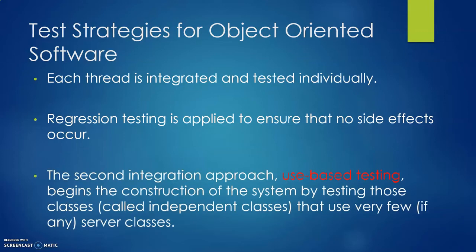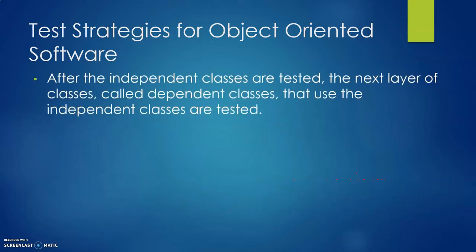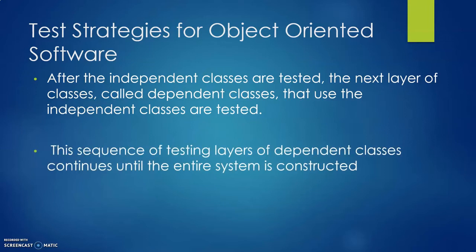The second integration approach is the use-based testing approach, which begins the construction of the system by testing those classes, called independent classes, that use very few server classes. After the independent classes are tested, the next layer of classes, called dependent classes, is tested, based on the inheritance hierarchy. The sequence of testing layers of dependent classes continues until the entire system is constructed.